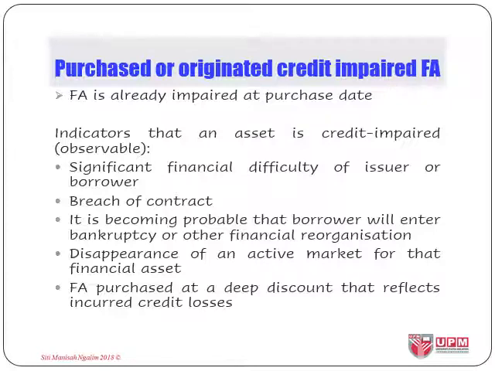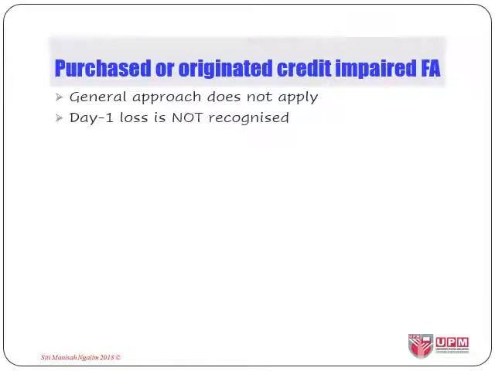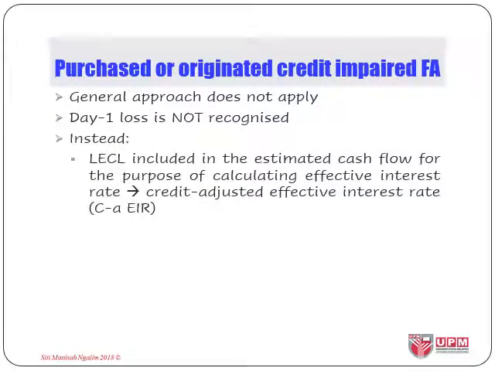issuers. So for this type of financial asset, we shall not apply the general approach. There is no need, since we know for sure that the asset is already impaired. Similarly, we need not recognize day one impairment. What we need to do instead is to include the expected credit loss in the estimated cash flow when calculating its effective interest rate, and this is known as the credit-adjusted EIR.